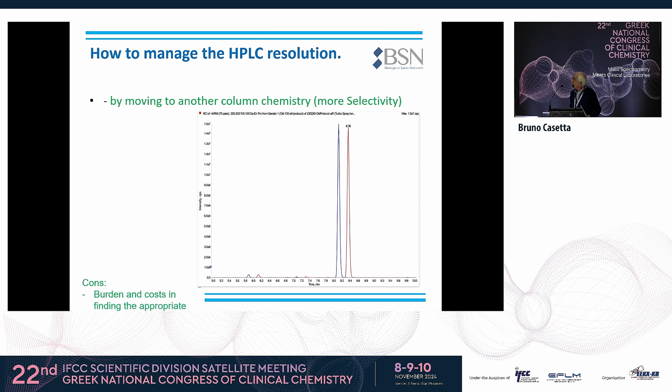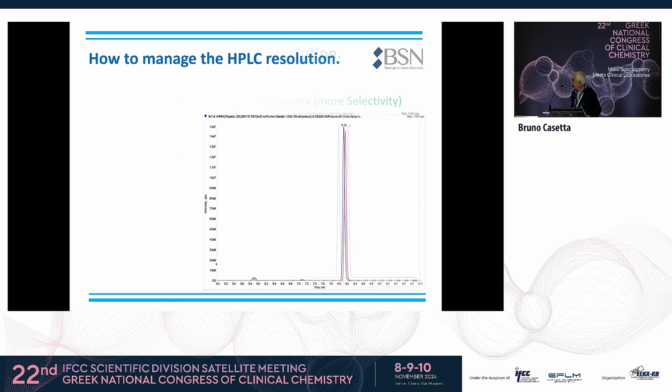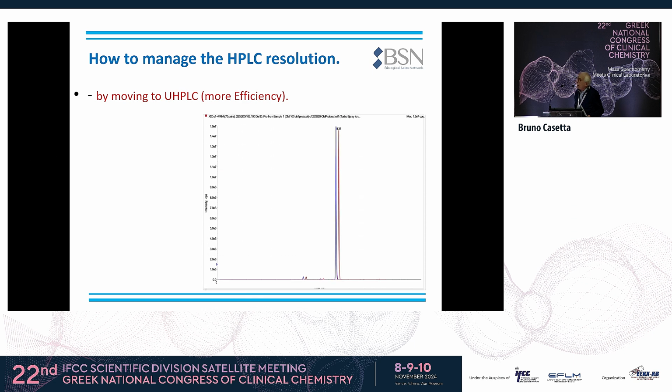And the third option is to play on the efficiency. So what does it mean? To rely on columns which have a very high number of plates, like columns with small particles. And this is a way that today is very well practiced. The problem is to have an LC equipment able to manage the high back pressure of these columns, to manage the dead volumes involved by this approach, and as well to have a detection system fast enough not to distort the peaks.